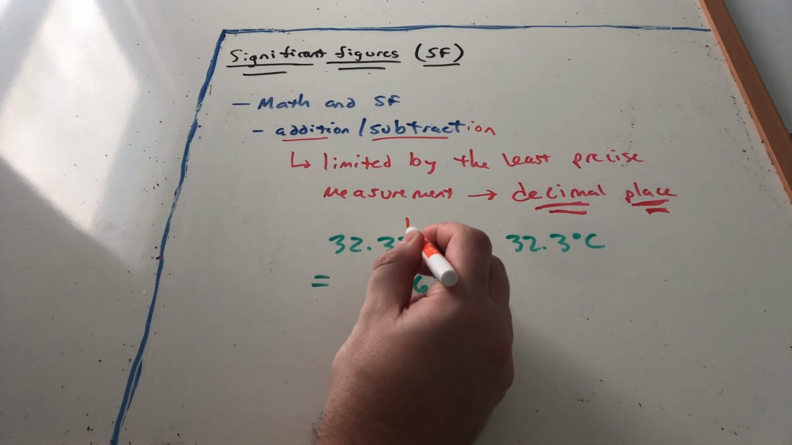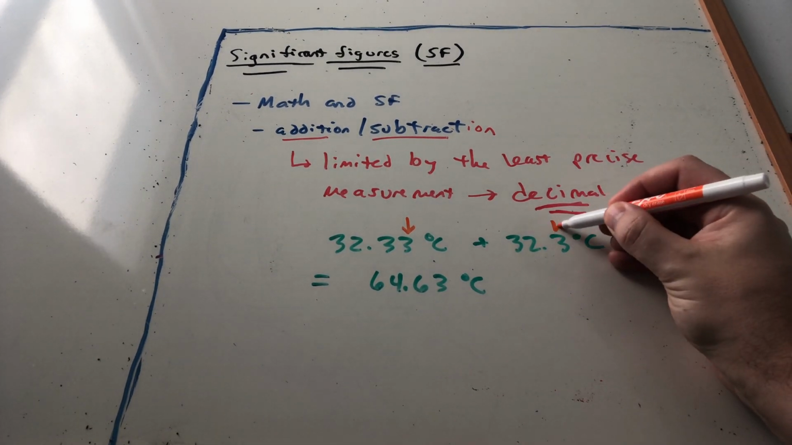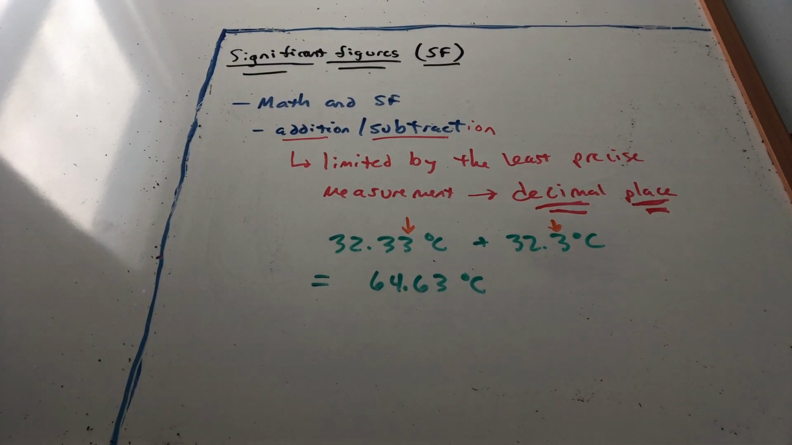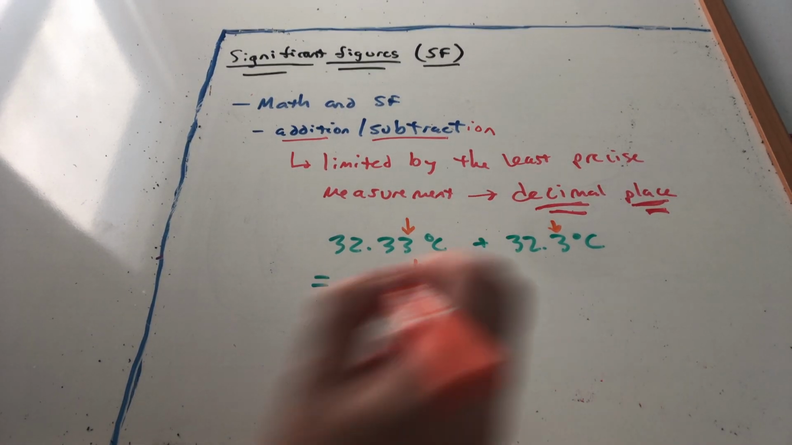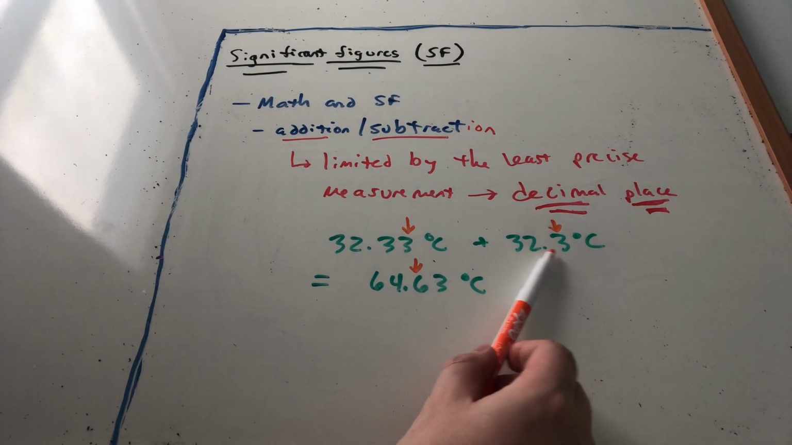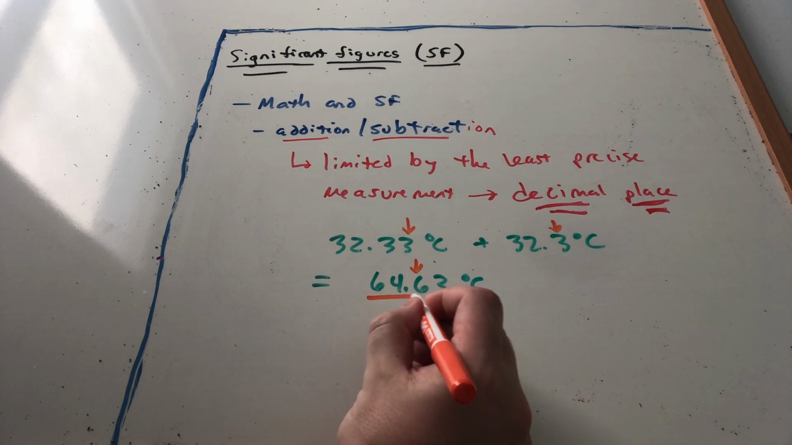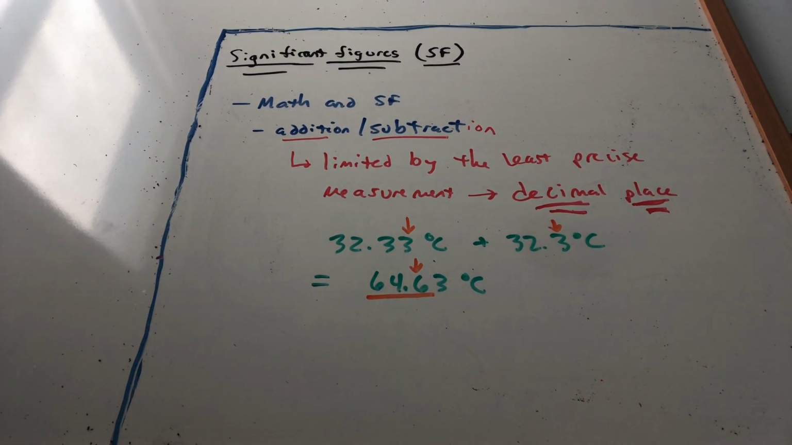This is good to the hundredths place, 2 spots past the decimal. This is good to the tenths place, just 1 spot past the decimal. So my answer here is only good to 1 spot past the decimal. This is the worst measurement. I only know information to 1 place behind the decimal point, so my answer can only be known to 1 place by the decimal point.